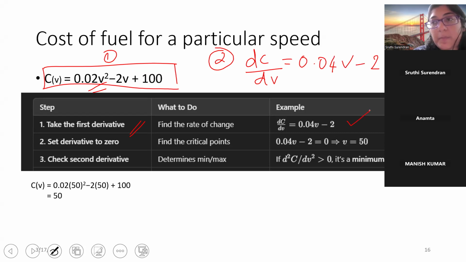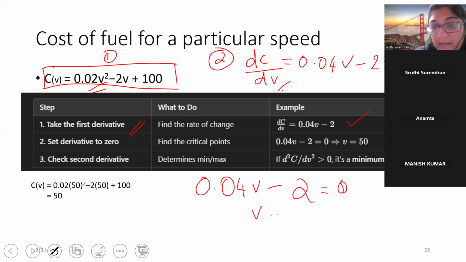So the first step of optimization is that they take the first derivative of this function, and next they equate 0.04v minus 2 to 0. They will find out what is the value of v when this first derivative is equal to 0. What will be the value of v? So v is going to be equal to 200 by 4, that is 4 into 50.